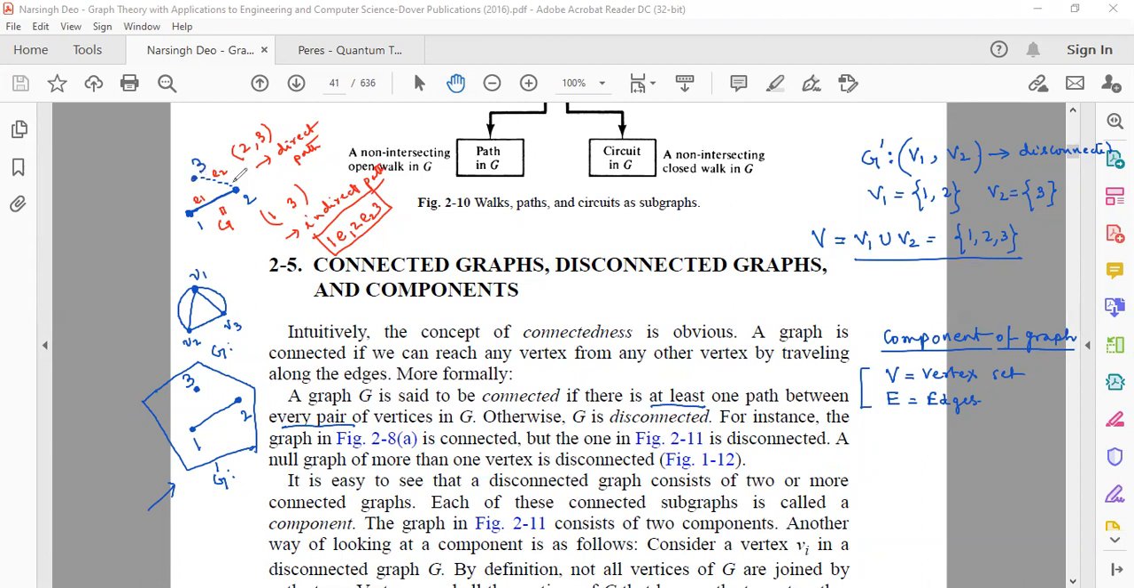Maybe there is no direct connection between the two vertices, but we can have an indirect connection between the two vertices, and therefore the definition of connectedness is not being violated for the graph G double prime. So the notion of connectedness and the notion of disconnectedness is a very important notion in graph theory. Okay, so let's proceed further.